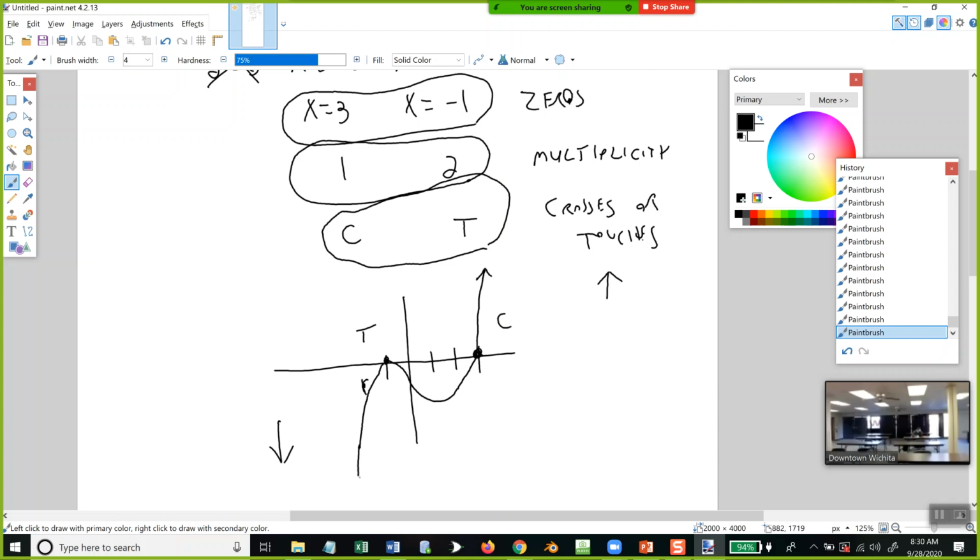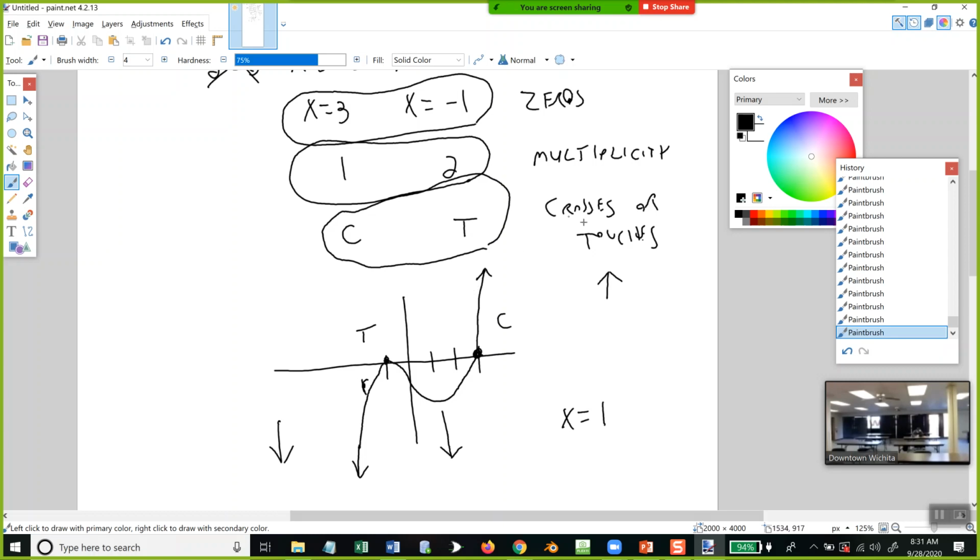So the leading coefficient test plus the touching and crossing tells us generally what the graph looks like. What I don't know is how far this goes down. So I'd have to plug in x equals 1 into my original function to try to understand a little bit better of how far it goes down.